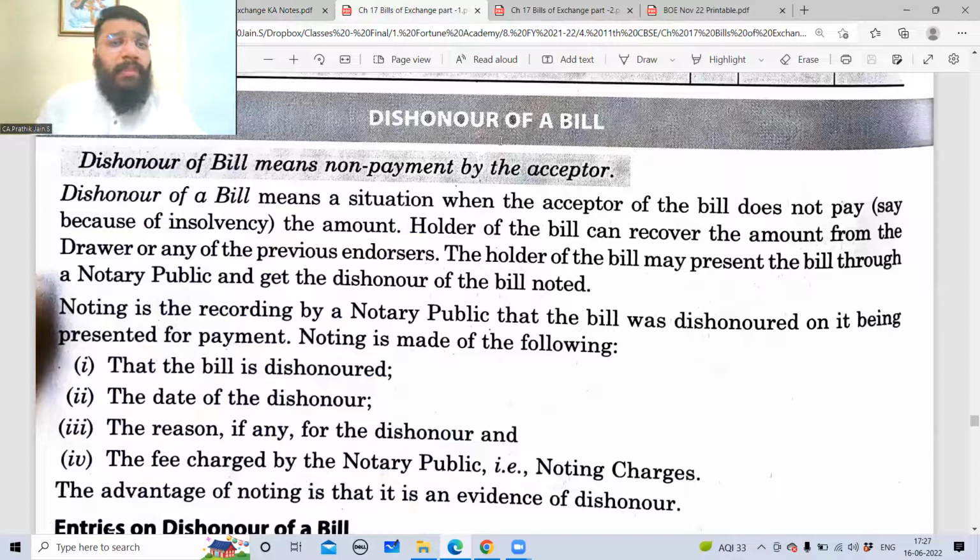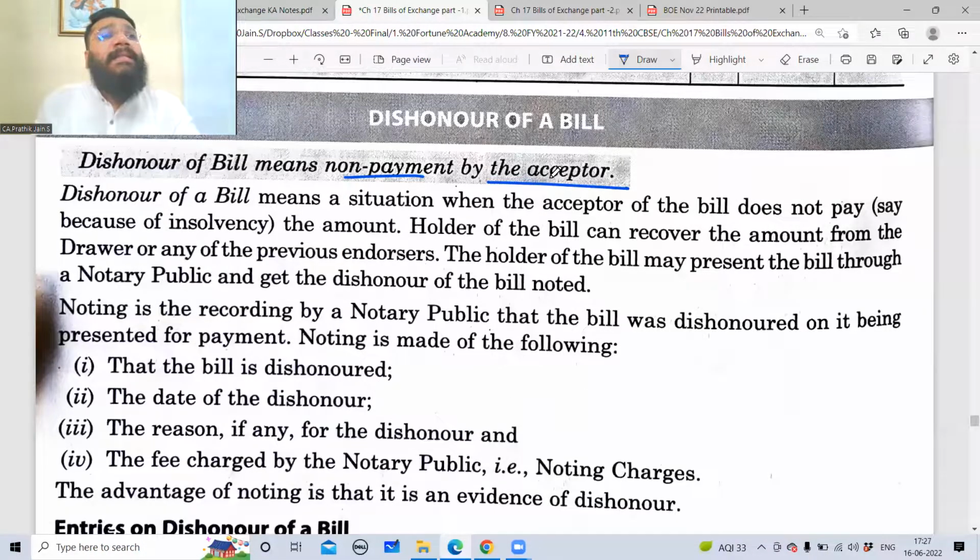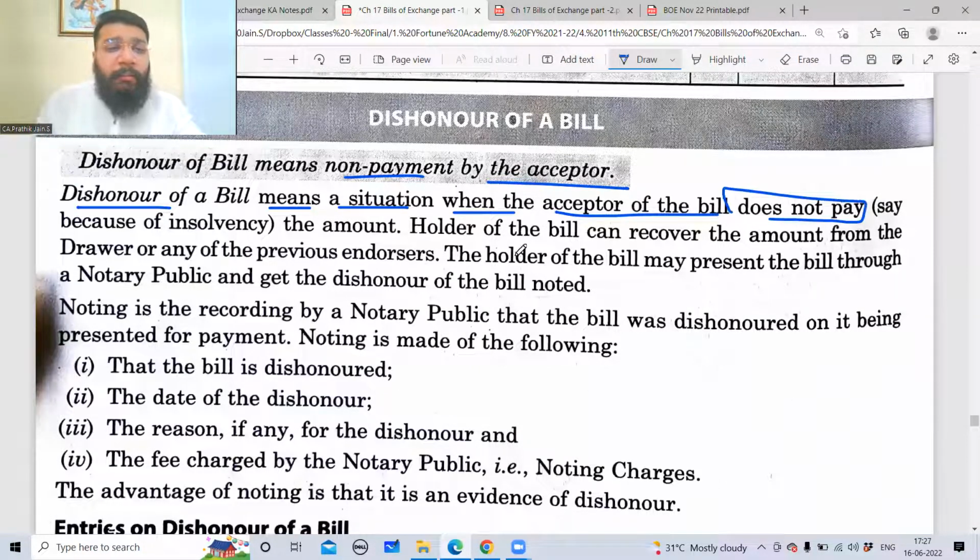Guys, dishonor of a bill means non-payment by the acceptor. The person who is accepting to pay the money, that is the customer, that is the buyer, does not honor the bill on time. Does not make the payment on time. That is called dishonor of bill. Dishonor of bill means a situation when the acceptor of the bill does not pay the amount. Insolvency is one example. This could be any other reason also.